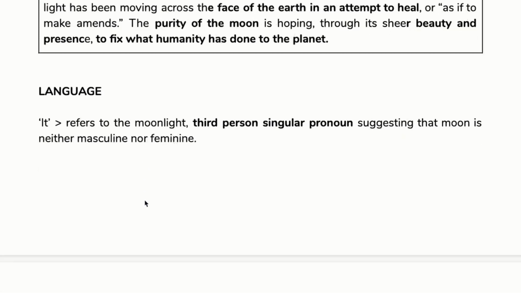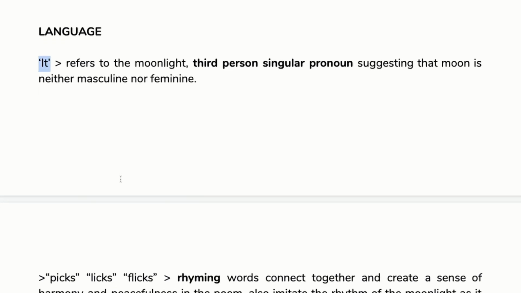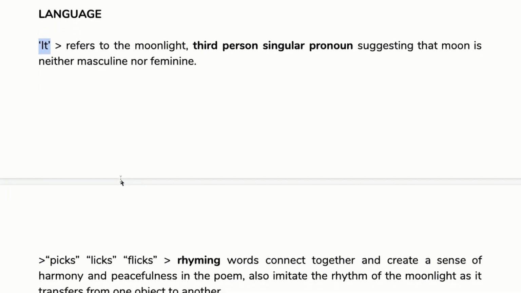So a couple of language points then. It is quite interesting. She uses the third person singular pronoun, it. So quite often, moons are portrayed as goddesses in mythology. I think a lot of people think of moons as feminine. I'm not quite sure why. I think it's just a tradition in the stories if you read them.